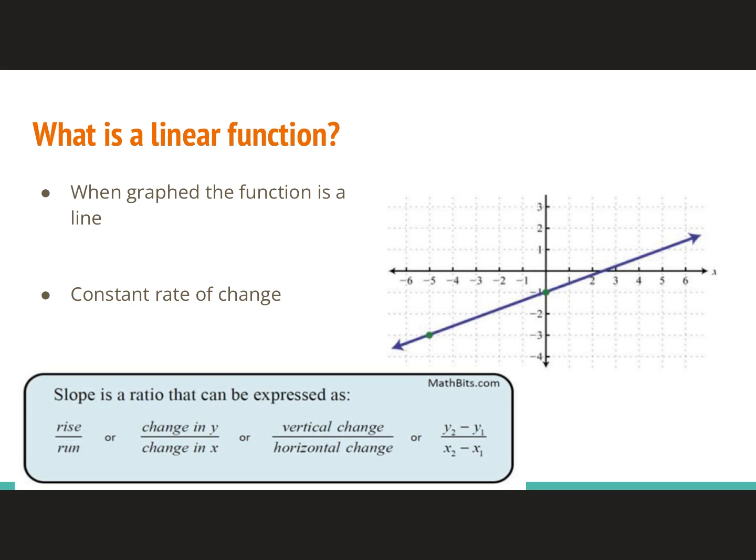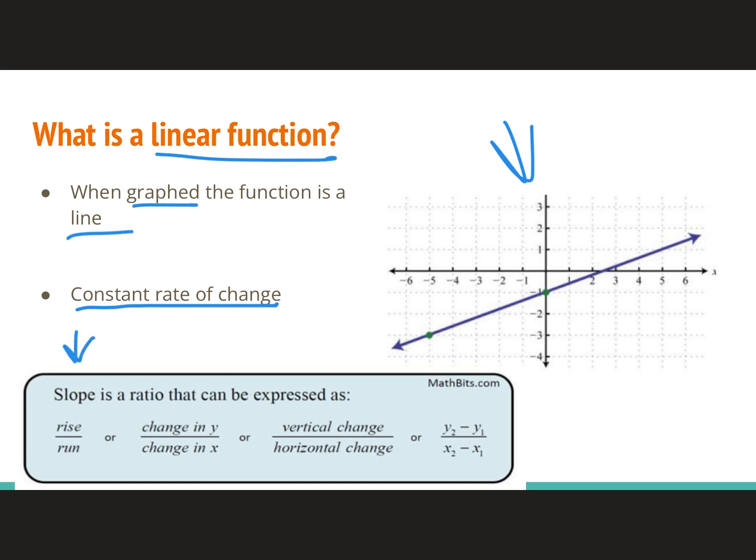So first of all, what is a linear function? Just a quick review. When it is graphed, it is a line. So look over here, you see that we have a line. This is a linear function. Functions are linear because they have a constant rate of change. The constant rate of change is also called the slope.